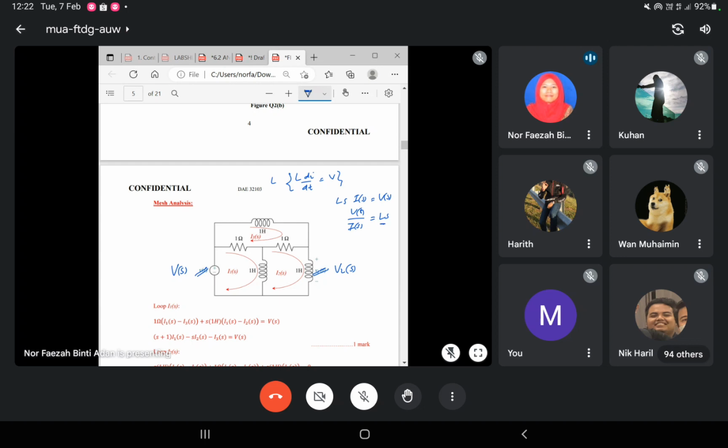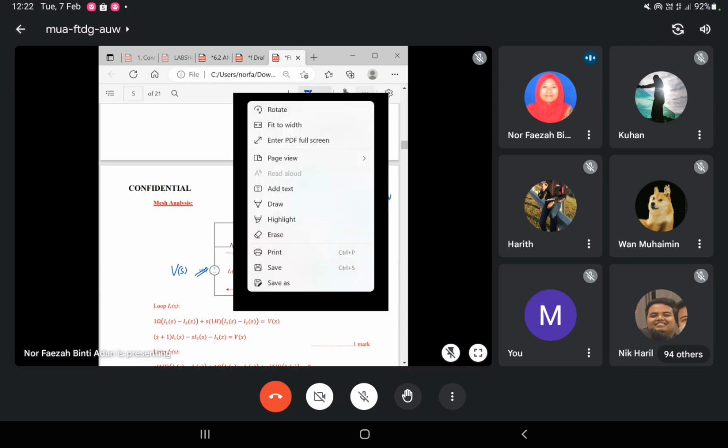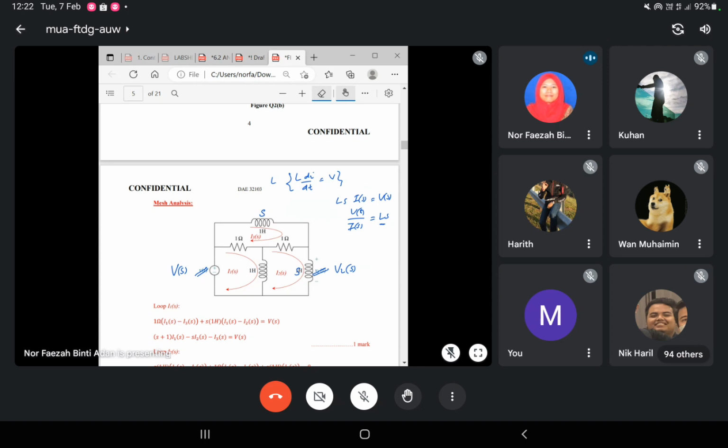L ni adalah value of inductance. So dalam this case 1 Henry, so dia akan jadi 1 times S. So dia akan jadi S. So you tengok semua inductor kat sini adalah 1 Henry. So semuanya akan jadi S. Mesti draw ni supaya you faham. So S for inductor means the impedance of the inductor in S domain.